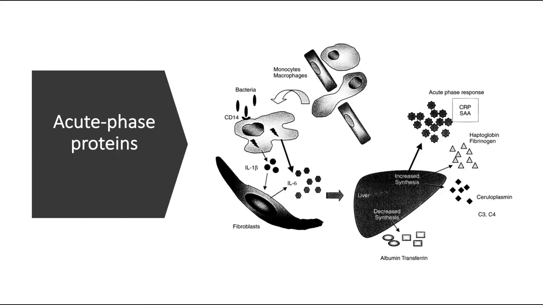Another peptide whose production is increased in the acute phase response is the iron-regulating peptide hepcidin. Chronically elevated plasma concentrations of hepcidin reduce the availability of iron and are responsible for the anemia associated with chronic inflammation.